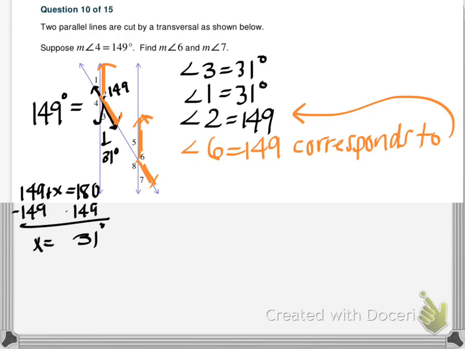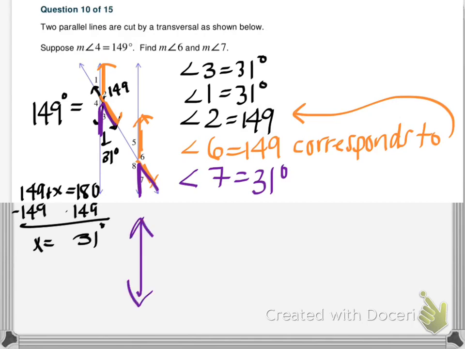now I can take a look at, what about angle 3 and angle 7? Angle 3 and angle 7 are also corresponding. So if angle 3 is 31 degrees, angle 7 must be 31 degrees. Another way to figure that out is 6 and 7 look like this.